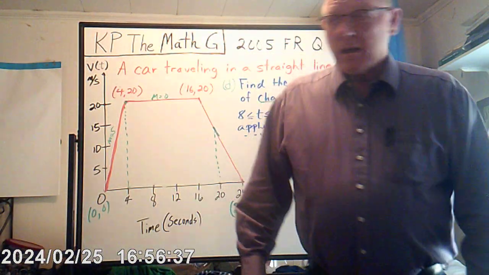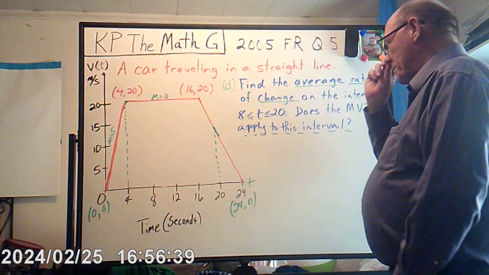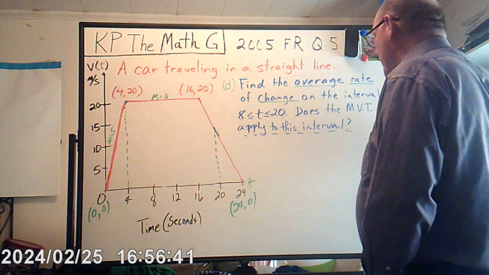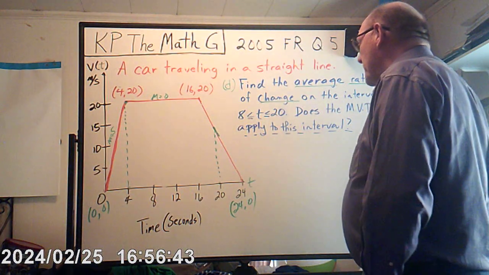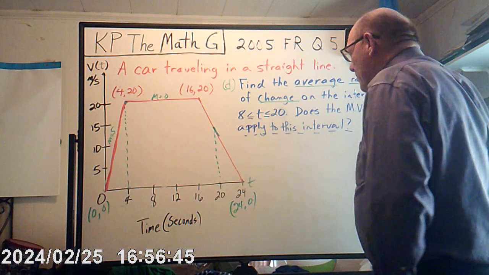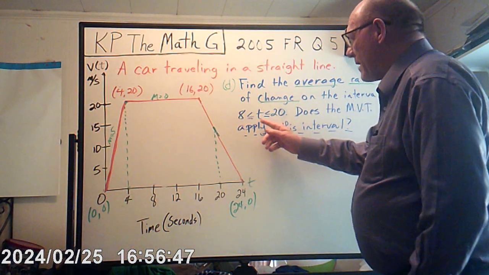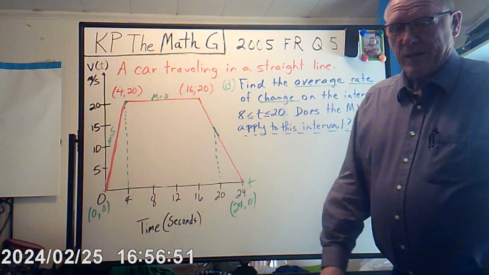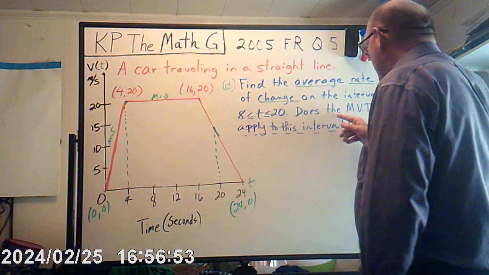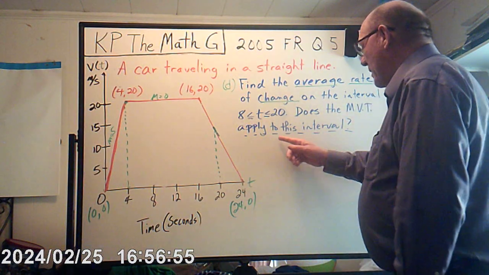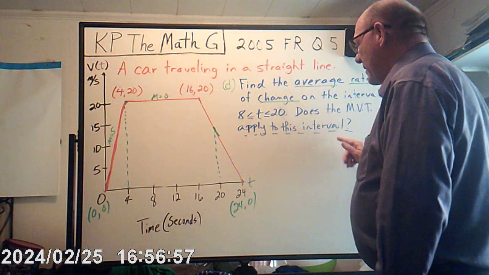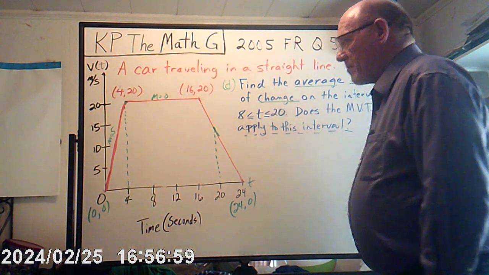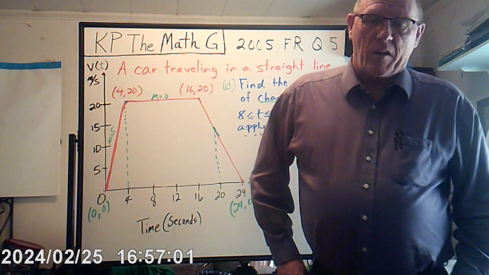Okay. This is part D: find the average rate of change on the interval t between 8 and 20. And then the second question we need to answer: does the mean value theorem apply to this interval, and why or why not?